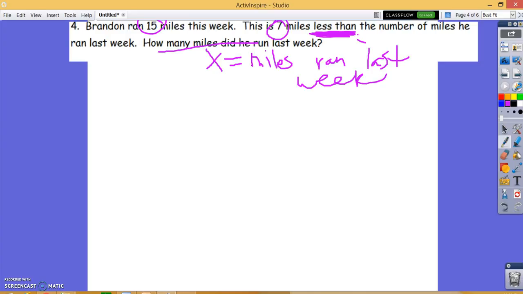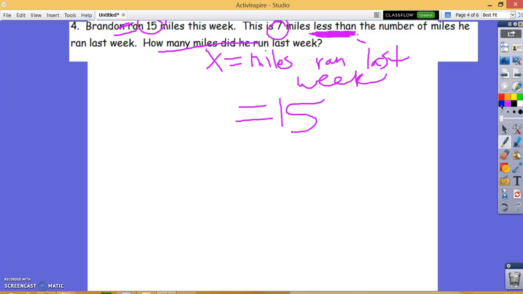It says that Brandon ran 15 miles this week. That means that 15 is our total. We don't see the word total in there, but we can infer that it is a grand total of 15 because that's how much he ran this week. So it's going to be something, something, something equals 15. This is 7 miles less than last week. Well, we know last week's was x, and then we need 7 less than that.